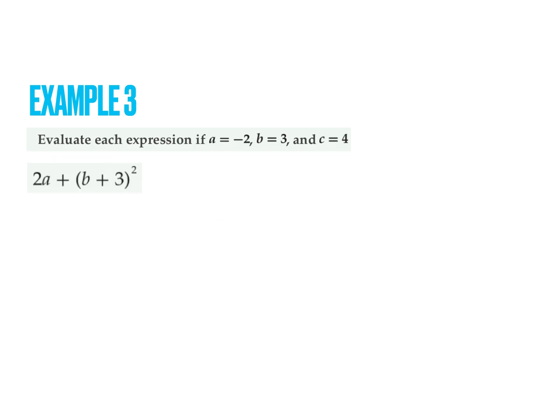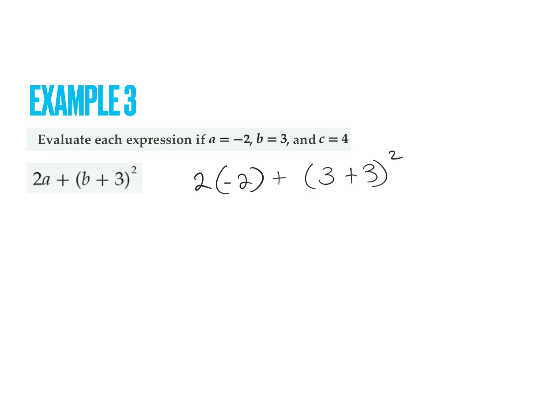For example 3, they want us to evaluate each expression if a is equal to negative 2, b is equal to 3, and c is equal to 4. So we have 2a plus b plus 3 squared. I'm going to go ahead and plug things in to start off. So it's going to be 2 times negative 2 plus 3 plus 3 squared. Now, I'm going to follow PEMDAS.